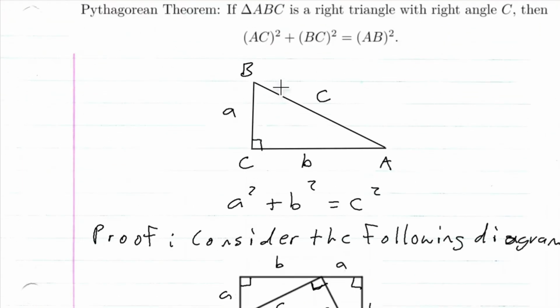So remember, we can show that AC squared plus BC squared is equal to AB squared if we can show that a squared plus b squared is equal to c squared, right? Because AC is equal to b, and BC is equal to a, and then AB is equal to c. So if we can show this, then we can show this.